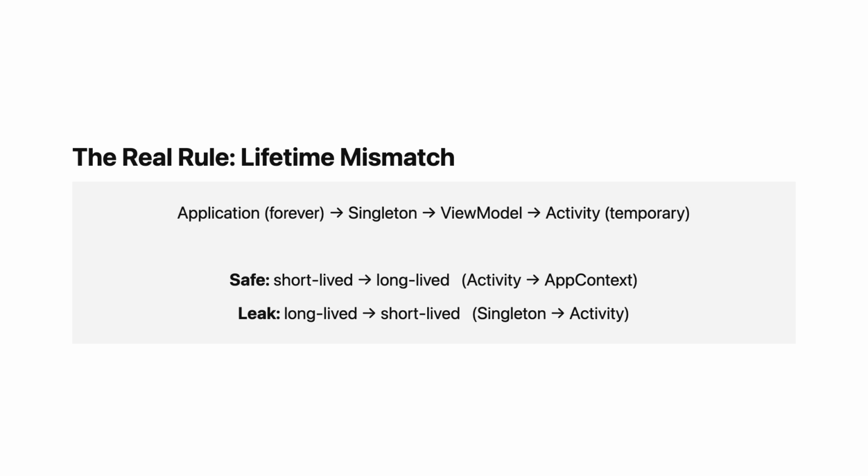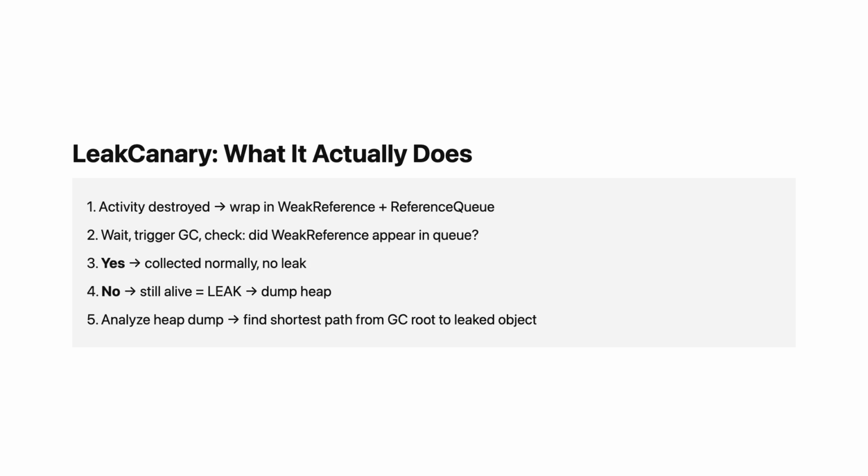So the real rule for avoiding leaks is: always think about lifetimes. Before you store a reference, ask yourself, will the thing I am storing this in outlive the thing I am storing? If yes, you have a potential leak. Use a weak reference. Use a lifecycle-aware component, or restructure so the reference flows in the other direction, from short-lived to long-lived, which is always safe.